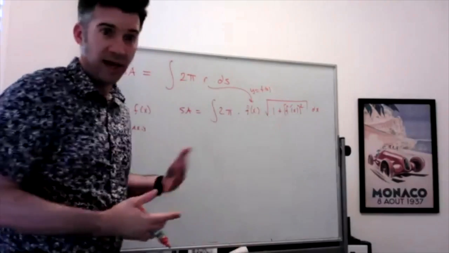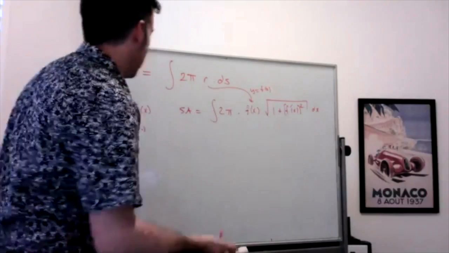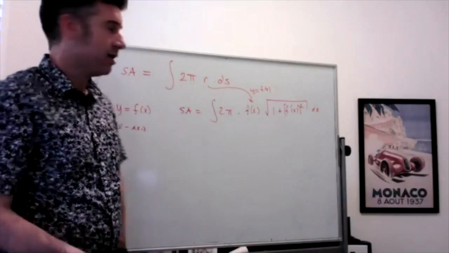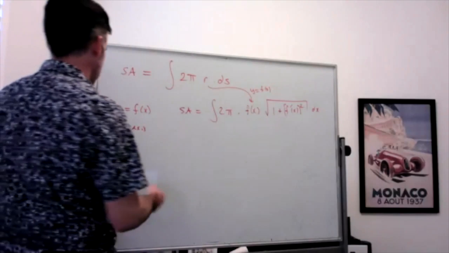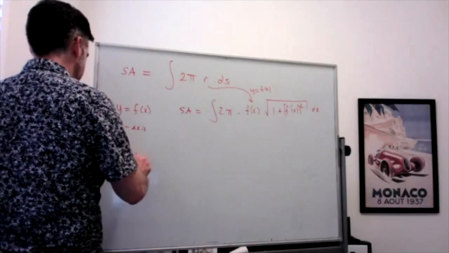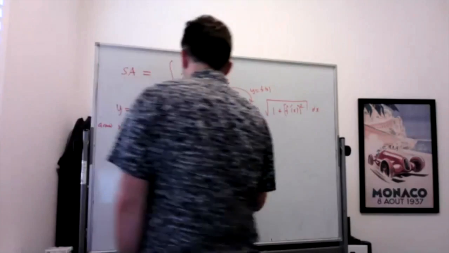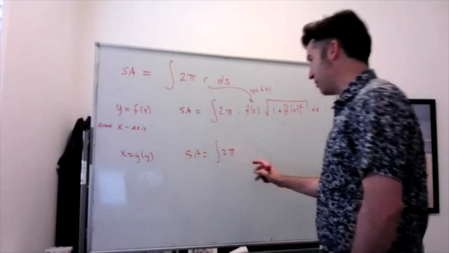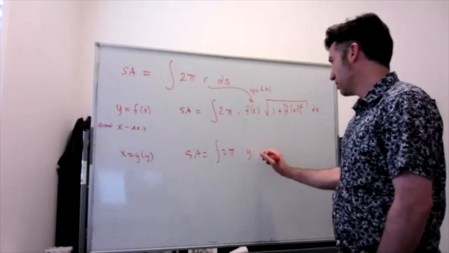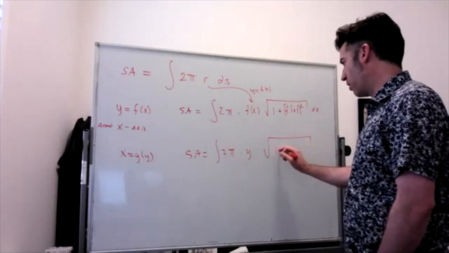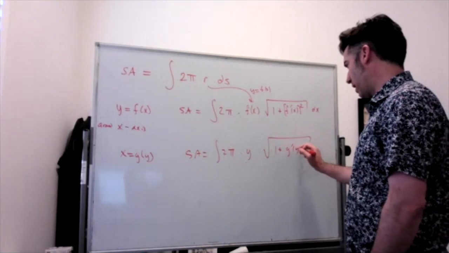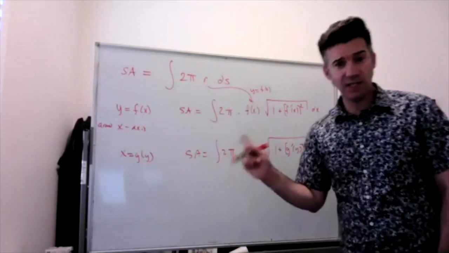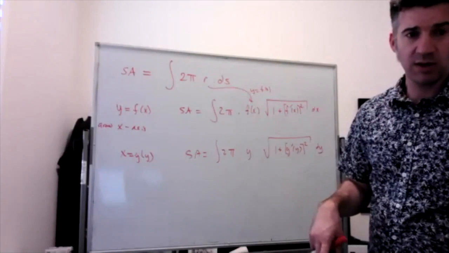Because again, if you're going around the x-axis, your radius is y. And then there's like a billion ways to do this, right? If you had x as a function of y instead, then the surface area would be the integral of 2 pi times y times the square root of 1 plus g prime of y quantity squared dy.